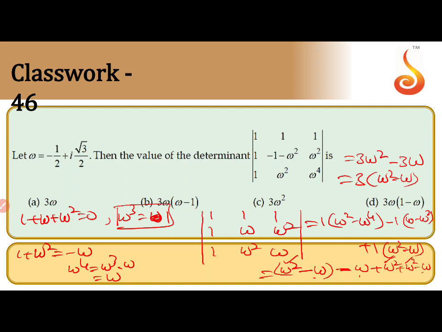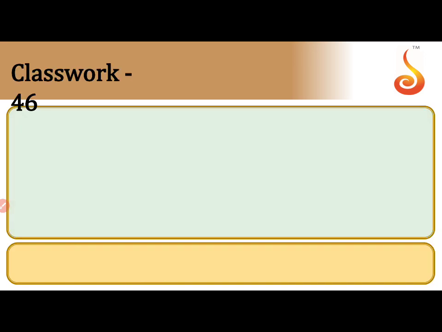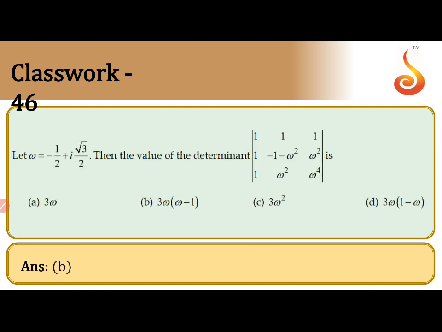Once again, we have the properties: 1 + omega + omega square is 0 and omega cube is 1. So 1 + omega square is minus omega, and this value can be substituted here. Next, omega power 4 is omega cube into omega. Omega cube is 1, and 1 into omega is omega. Now expand the determinant normally and simplify to get the answer. Clear now? That is the solution for this one. Check the answer. Option B is the answer.